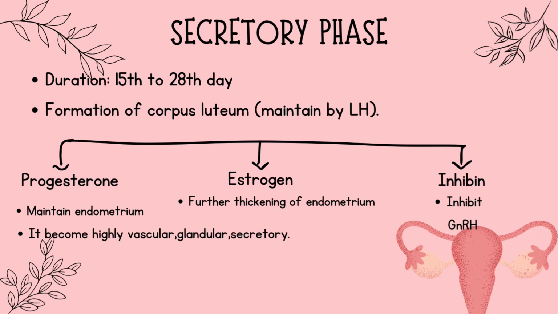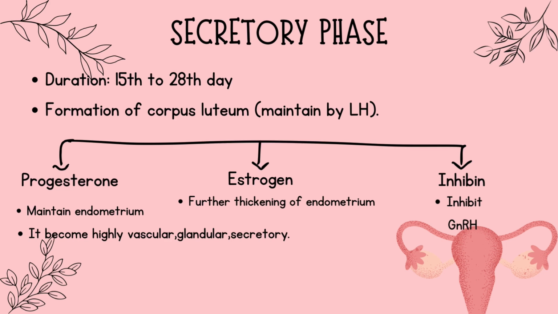In addition to them, inhibin, which is also produced by the corpus luteum, plays a role in the cycle by regulating the levels of follicle stimulating hormone, that is FSH. Inhibin exerts negative feedback on FSH, preventing the development of new follicles during this phase.